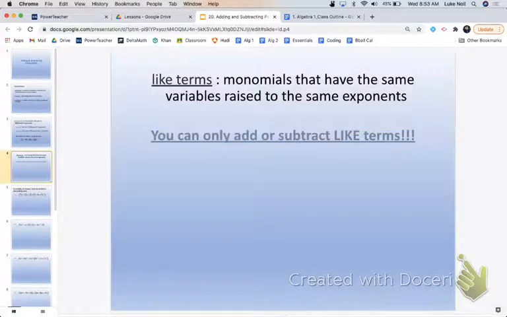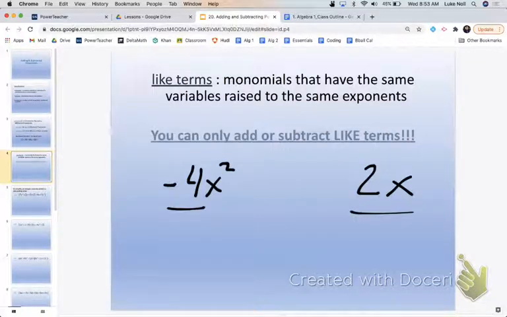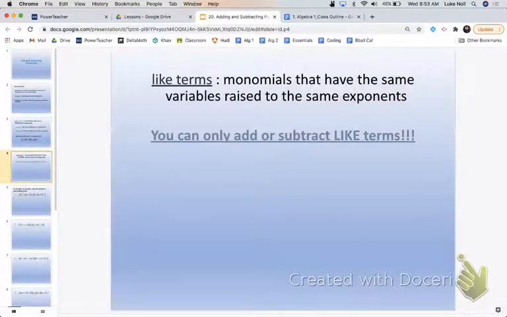Right? Let's go over some common examples of possible like terms. Are these two monomials like terms? No. They're close, but they're not. Why are they not like terms? They're not raised to the same power. Exactly. This has a power of 1. This has a power of 2. Right?